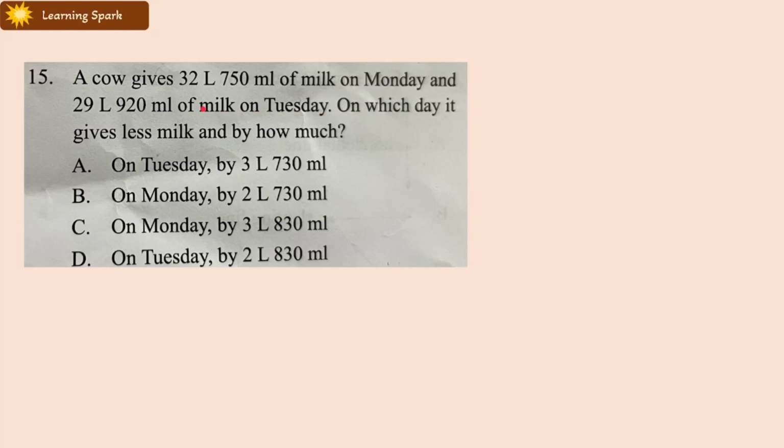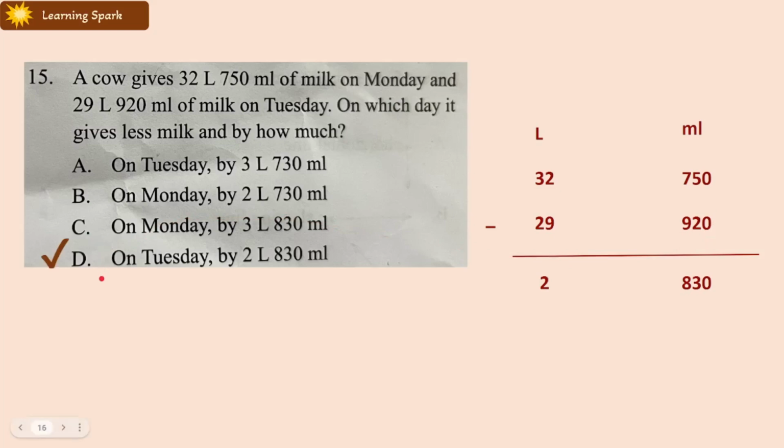And then we have to subtract 29 from 32, and it gives us 2 liter and 830 milliliter, right? This is a normal subtraction, you can work it out. And so the answer will be D. So the cow gives less milk on Tuesday, and how much less? By 2 liter 830 milliliter.